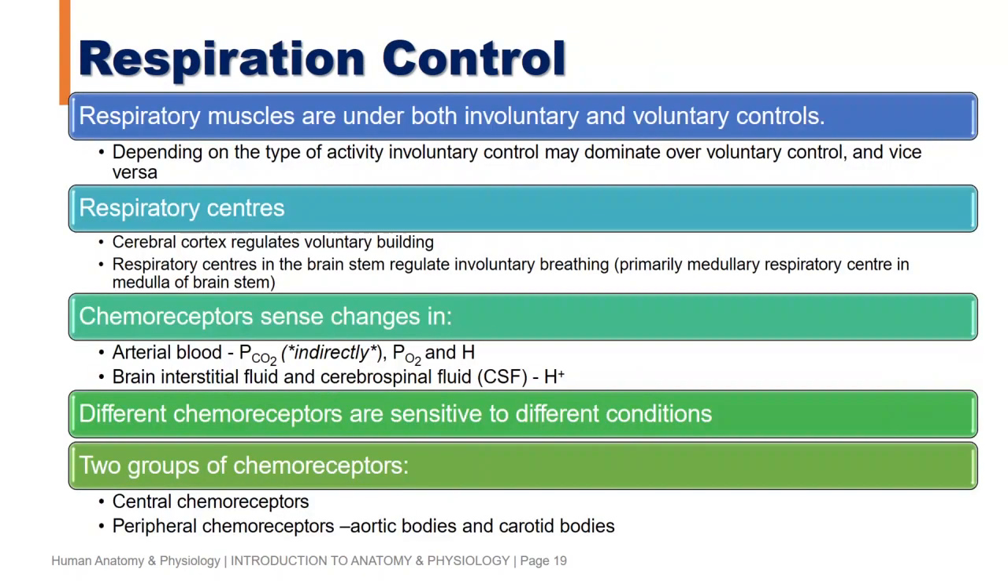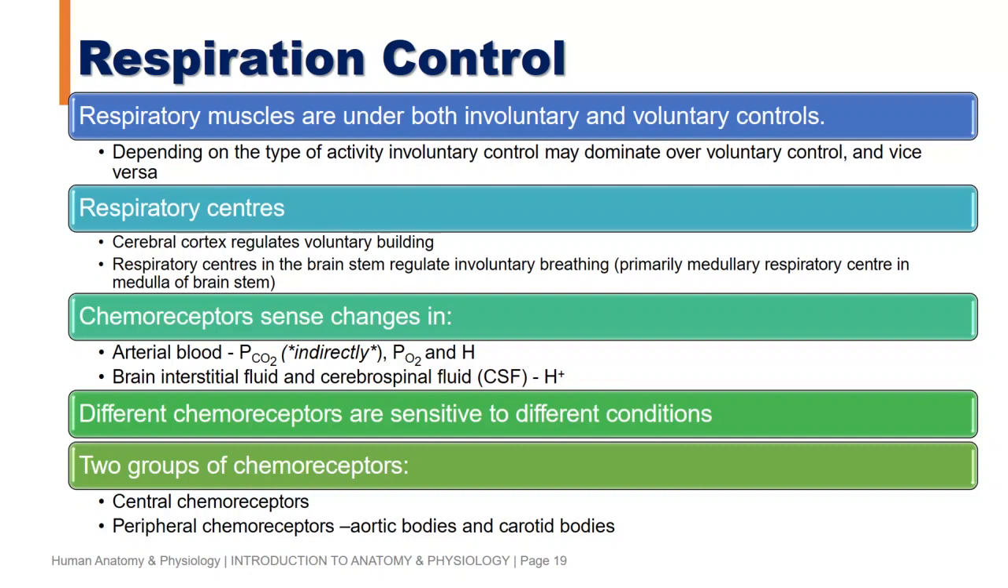Respiration control. Respiratory muscles are under both involuntary and voluntary controls. It depends on the type of activity, wherein your involuntary control may dominate over voluntary control and vice versa. Respiratory centers. Your cerebral cortex regulates voluntary breathing. Respiratory centers in the brainstem regulate involuntary breathing, primarily the respiratory center in the medulla of the brainstem.